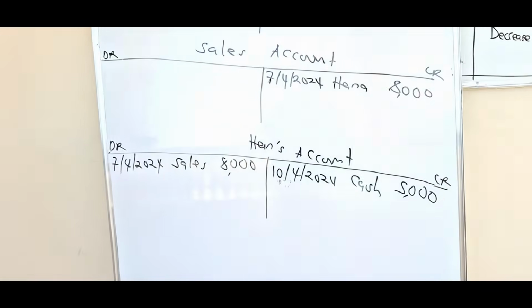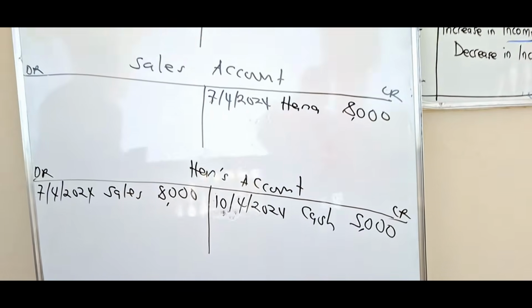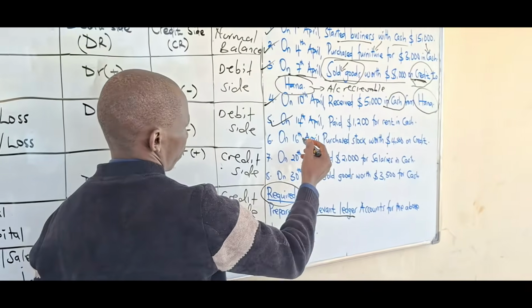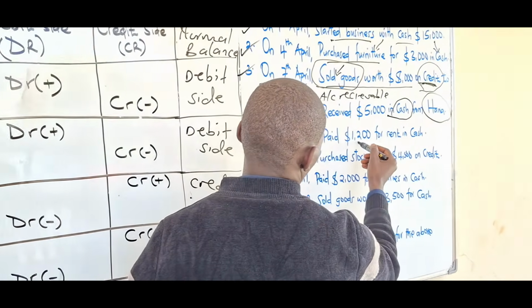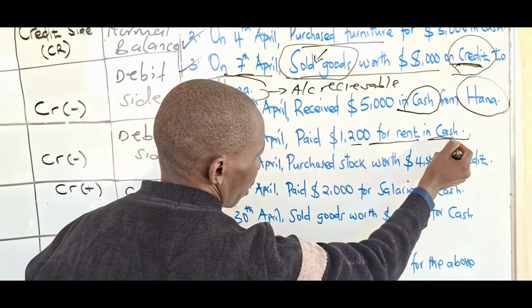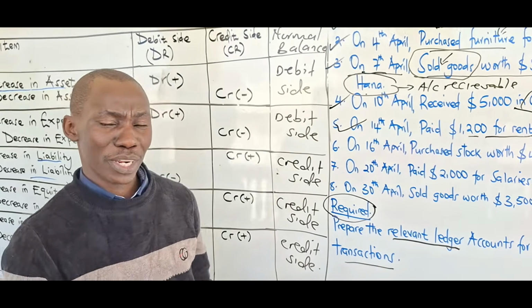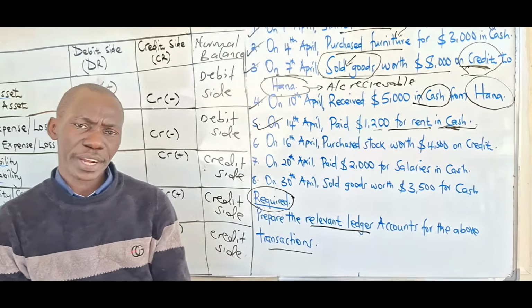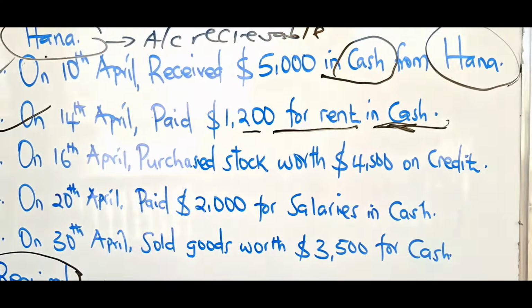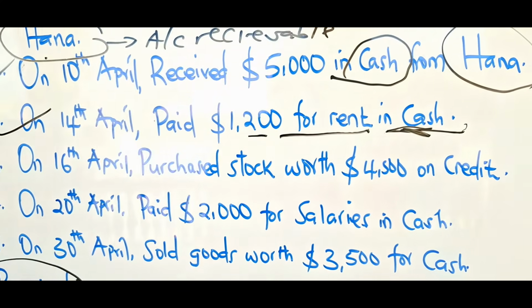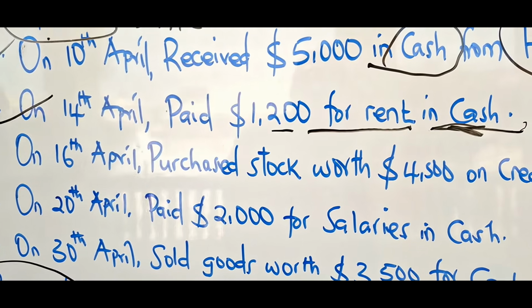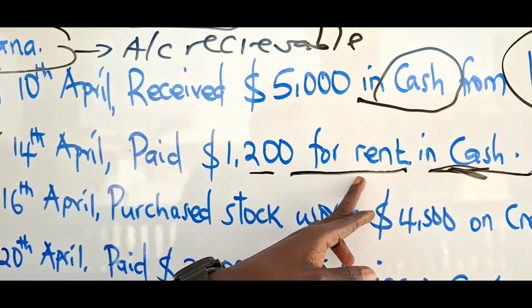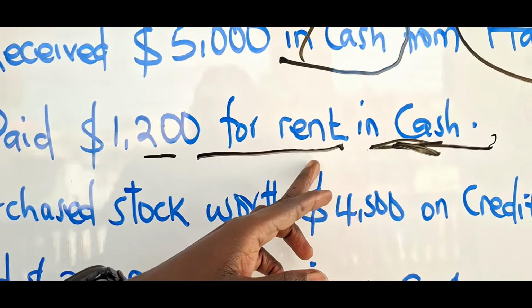Good. We can try to look at another transaction, that is on the 14th. On the 14th, paid 1,200 rent in cash. Now you see, you are using your cash to pay rent. Very beautiful. You just get cash. Maybe you already have your cash account. You pick cash and you pay rent. That means cash is reducing because you are using it to pay rent. However, the rent account is increasing. Rent is an expense. Cash is an asset.